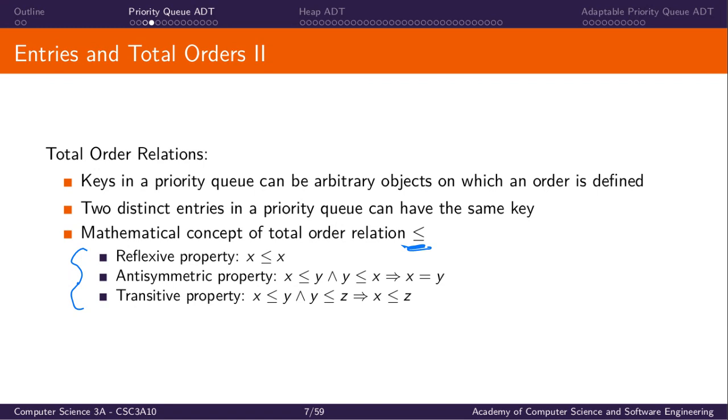And then transitive: if x is less than or equal to y, and y is also less than or equal to z, then x is less than or equal to z. So if you have a sibling and that sibling has a sibling, then you are also the sibling of that third sibling. Right. So we need to be able to define such a relation to be able to compare the keys, and we need to be able to compare the keys because we need to be able to order them to know which one's the smallest to be able to retrieve that entry with our highest priority.